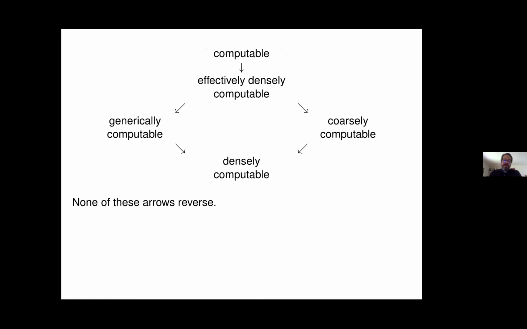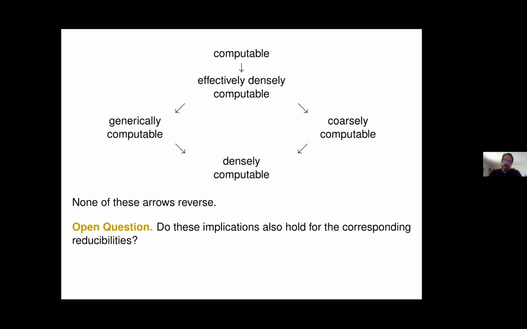But it's also true that none of these arrows reverse, and you can get that using examples that go back to Jockusch and Schupp, and you can jazz them up, and in fact, you can show that the arrows don't reverse even for c.e. sets, and so on. But what we don't know is whether these implications also hold for the corresponding reducibilities. The non-implications, of course, do, because these are the bottom degrees in all of these cases. By the way, I should have said that. Obviously, these notions of reduction lead to degree structures in the usual way by taking equivalence classes. So these are all the bottom degrees, and they differ. But do the implications hold?